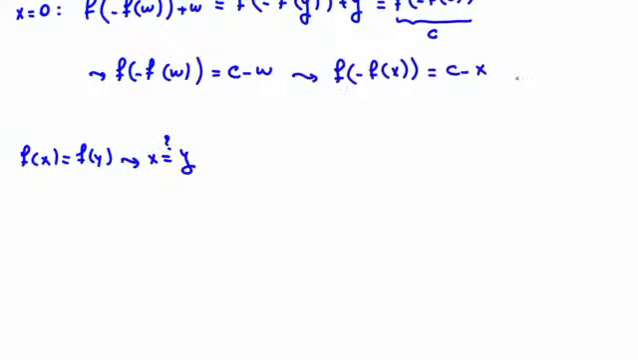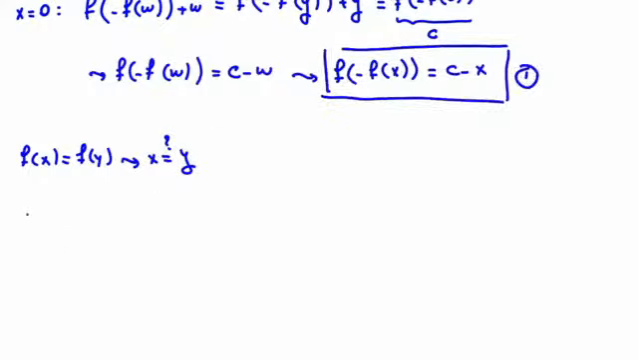Let's analyze. Because of this thing that we reached, and I call it 1, we know that f of x equals f of y. So from this part, we can say f of negative f of x also equals f of negative f of y. Why? Because if f of x equals f of y, then negative f of x equals negative f of y, they are equal.